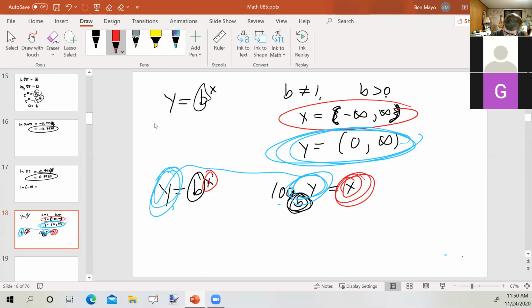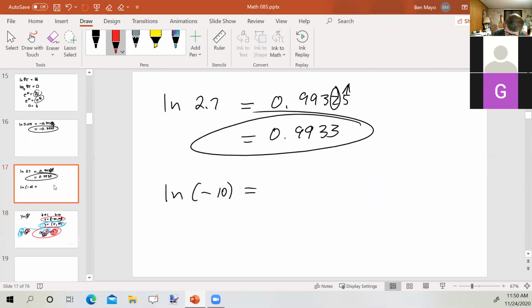Does that apply all the time? Yes, it applies all the time to logs. So your base has to be positive, not equal to 1. The quantity you're taking the log of has to be greater than 0, but the answer can be positive or negative, could be any real number. So back here, we can't take the natural log of -10. That's why it gives us a domain error or whatever your calculator says on that. All right? Okay.